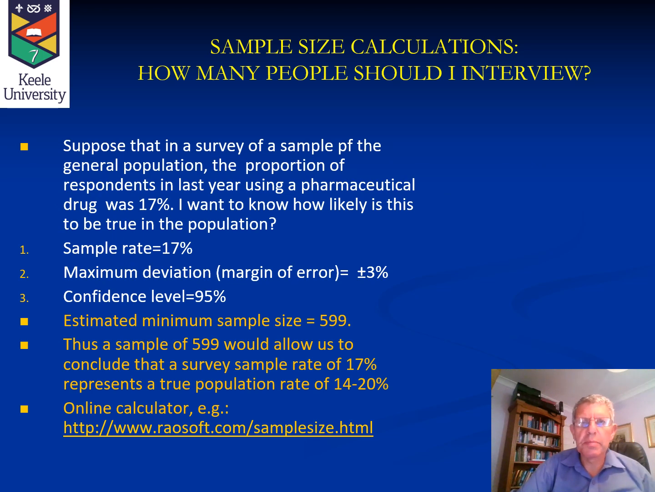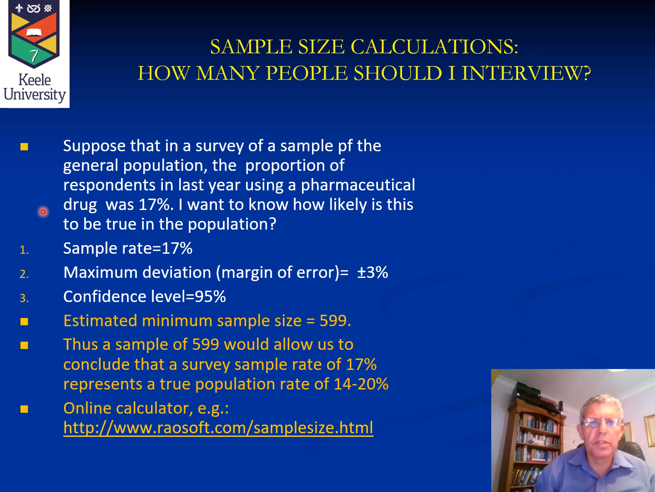Another question that often concerns people is how many people should I interview if I'm going to do a survey? Here the crucial thing is what is the exact research question that you are asking. Only with this information are you able to answer the question, how many people should I interview? For example, in this example shown on the slide, suppose that in a survey of the general population, the estimated proportion of respondents in the last year using a pharmaceutical drug was 17%. I want to know how true this is likely to be of the population.